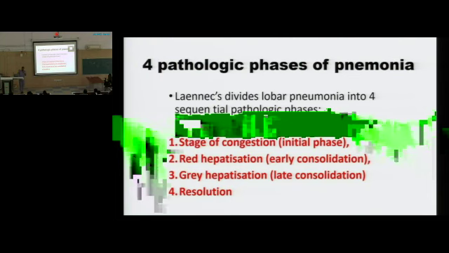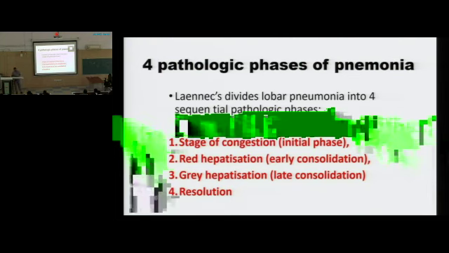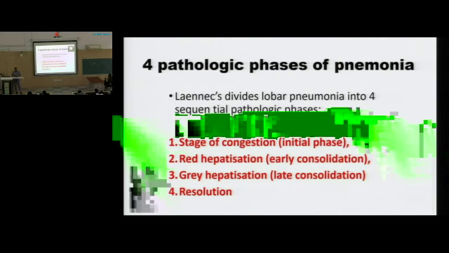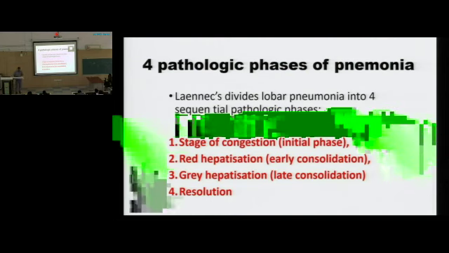So the normal lung will be spongy. On getting infection with pneumonia, it turns out to be like liver. So we call it red hepatization in the early consolidation and grey hepatization, depending on the color, right? We call it late consolidation.